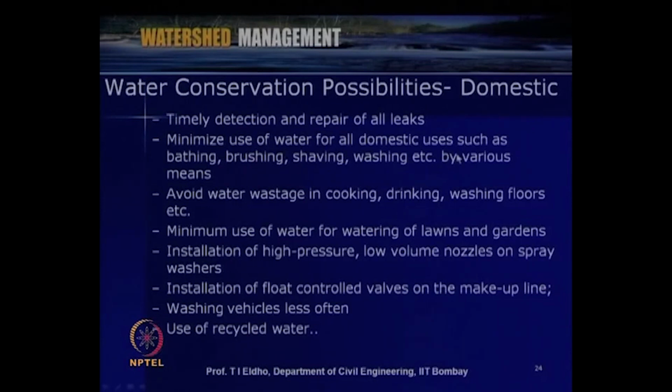Then minimize use of water for all domestic uses such as bathing, brushing, shaving, washing, etc., by various means as we already discussed, and then avoid water wastage in cooking, drinking, washing floors, etc. Then minimum use of water for watering of lawns and gardens, then installation of high pressure low volume nozzles on spray washers, then installation of float control valves on the makeup line, then washing vehicles less often, then use of recycled water. So, this way we can see that as far as the domestic sector is concerned, there are various conservation possibilities. Depending upon the situation, depending upon the location, depending upon the nature of the people, we can adopt various schemes as far as water conservation is considered.